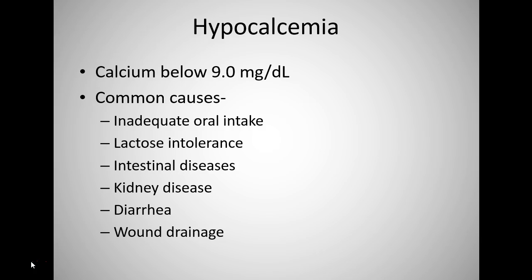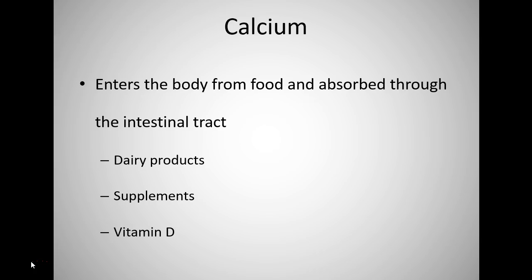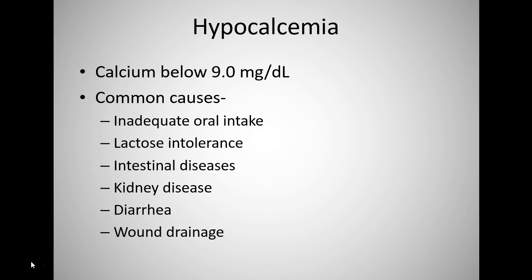So for hypocalcemia, this is not enough calcium, and it falls below 9.0 milligrams per deciliter. Common causes can be inadequate oral intake, they're not actually consuming enough, or they're lactose intolerant, so they're not able to actually consume dairy products. Again, the way your body absorbs calcium is through the intestinal tract. So if they're having intestinal diseases, then they're not able to absorb it. They can consume as much as they want, but if it's not being absorbed because of intestinal problems, then it's not going to do any good.